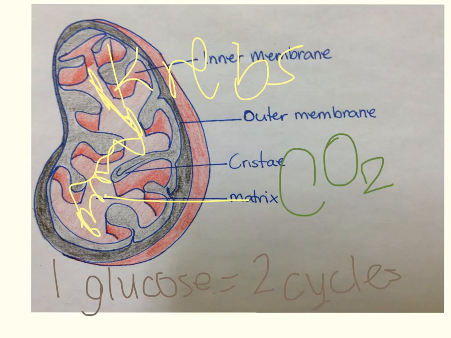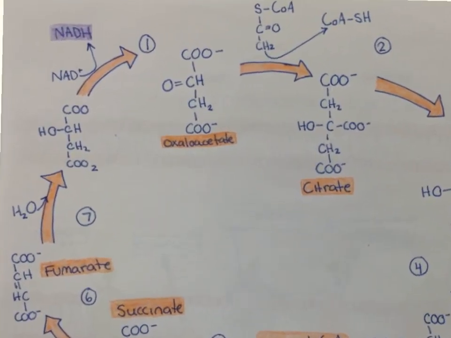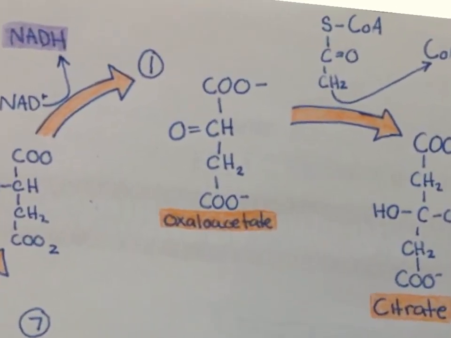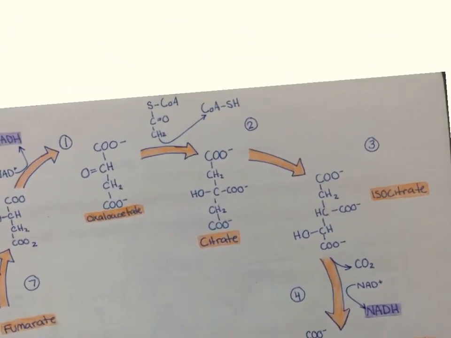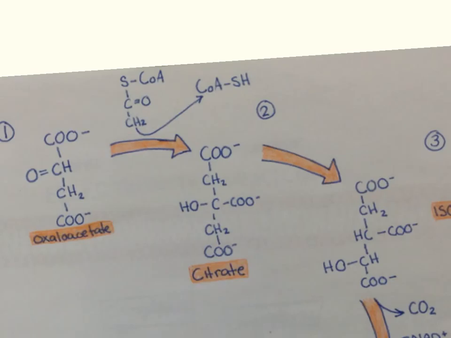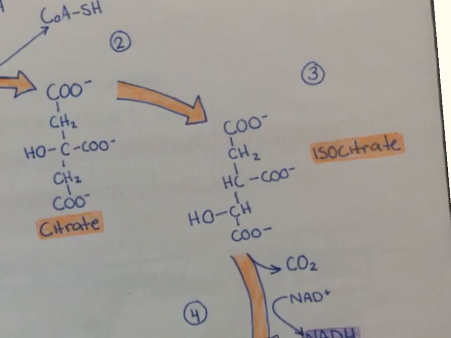So, step 1 in the Krebs cycle. First off, acetyl-CoA reacts with oxaloacetate to form citrate, and the CoA is removed. In step 2, citrate goes through isomerization to form isocitrate. In step 3, isocitrate is oxidized and becomes alpha-ketoglutarate. An NAD+ ion from the matrix is reduced; it gains electrons to form NADH.